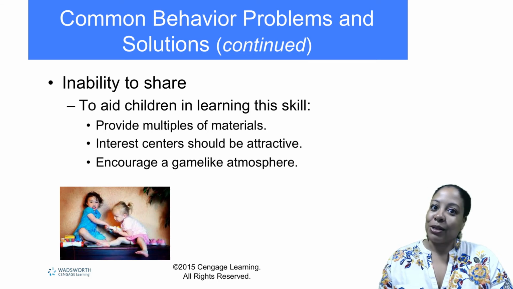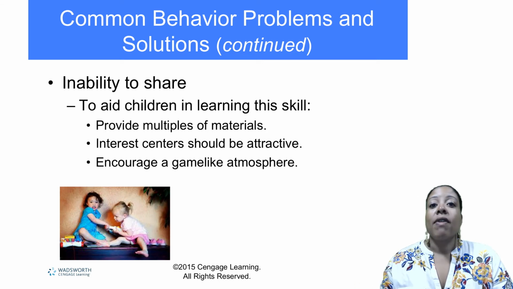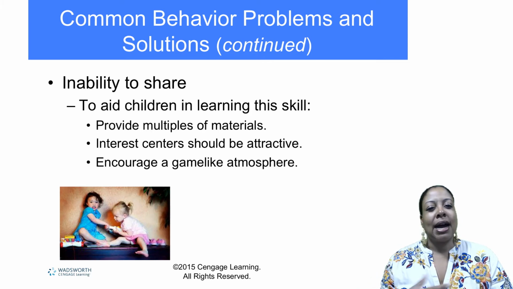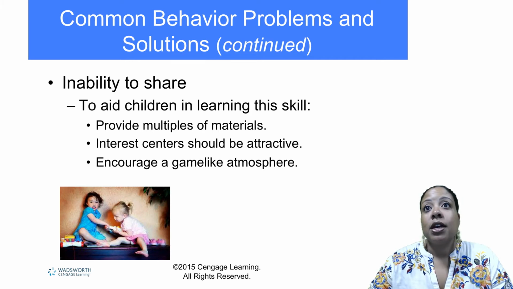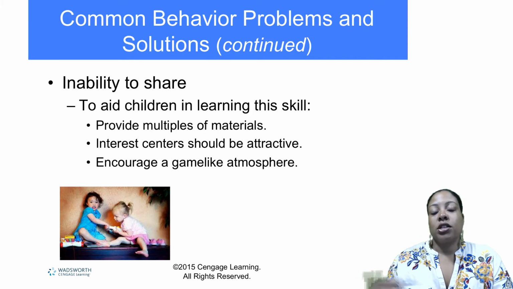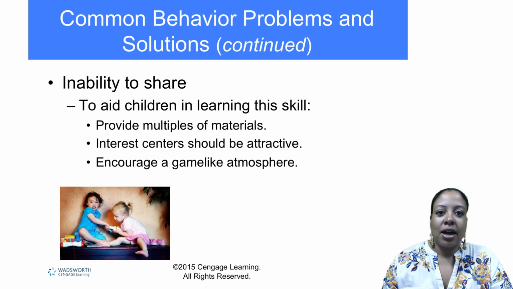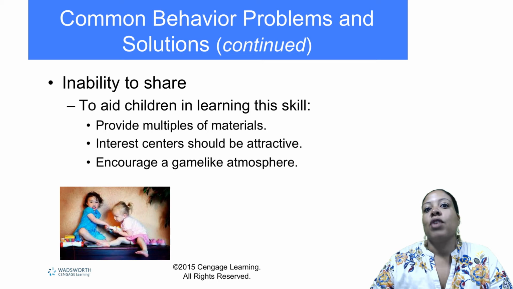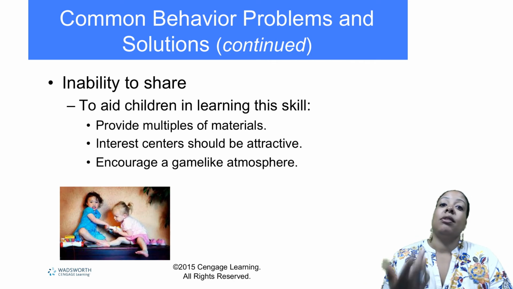I mean, yeah, it's hard for some adults, right? But we need to try to meet children where they are and provide situations where we are meeting them at their developmental level. So sharing is not necessarily a reasonable expectation for little ones. So in order to aid children in sharing when they're ready to do so, provide multiples of material. So not just one truck, not just one toy kitchen, not just one dress in the dress-up area. Interest centers should be attractive and encourage a game-like atmosphere so that they're collectively playing and working together.